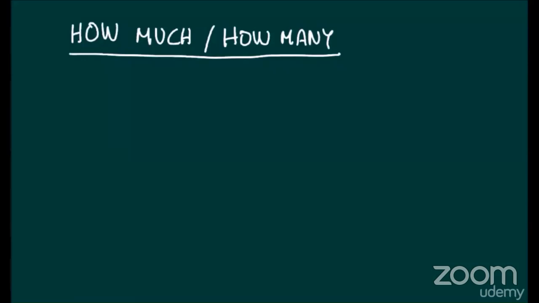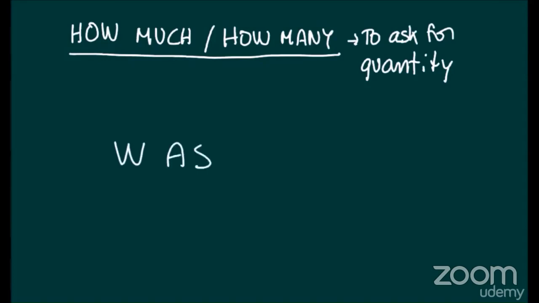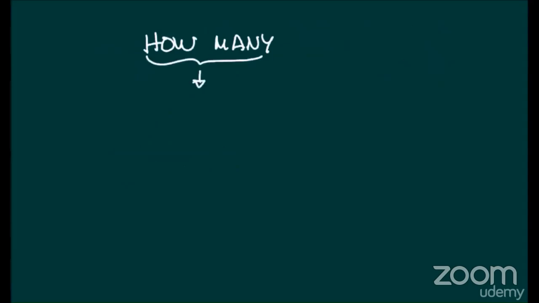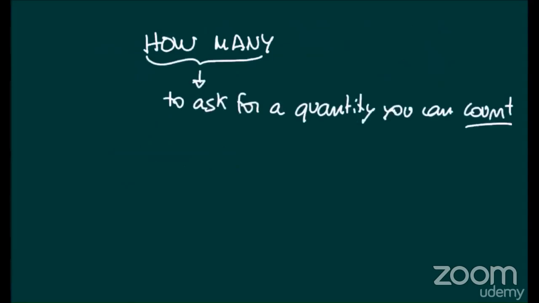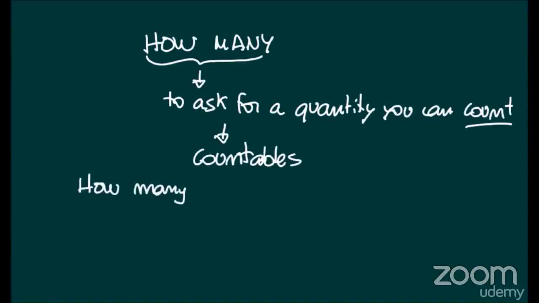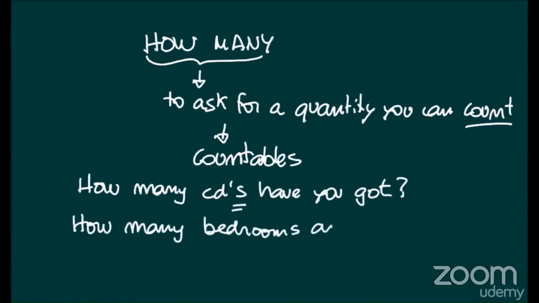How much, how many? We use how much, how many when we ask for the amount of something. Then we only use them for questions. So we use our WASV formula and put how much, how many in the W column. We use how many when we ask for something that you can count. For example, how many CDs have you got? How many bedrooms are there in your house? Look that we use there are because it is a countable noun.